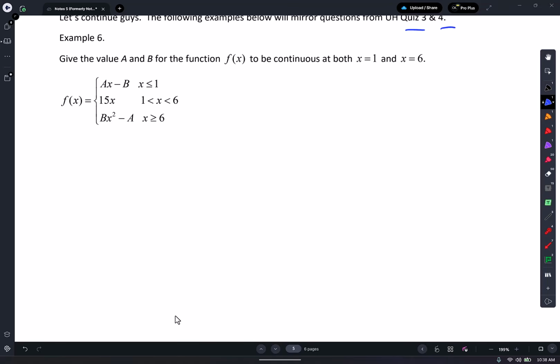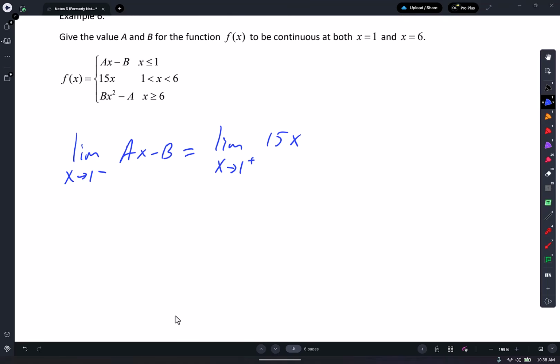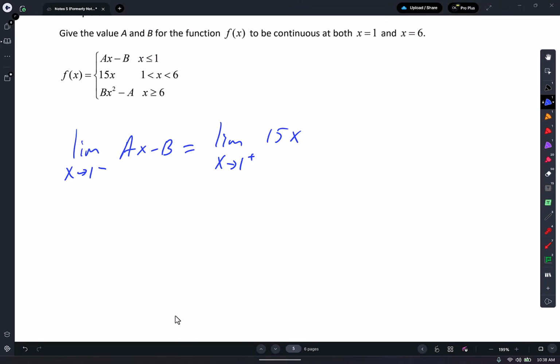All right, here we go. So here we go, guys. I'm going to write the limit as x approaches 1 from the left. If I approach from the left, I'm looking at ax minus b. Do you guys see that? It better equal the limit as x approaches 1 from the right, which is 15x. Are we still okay? All right, so here we go, equation 1. I'm plugging in a 1, so a minus b better equal 15. Are we all right?